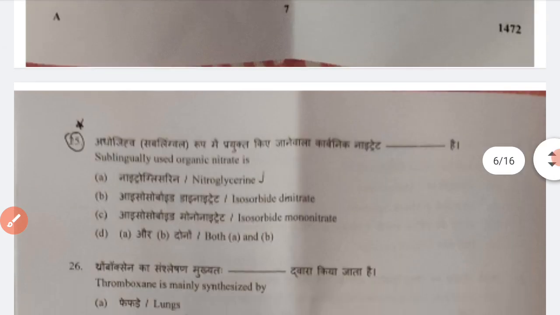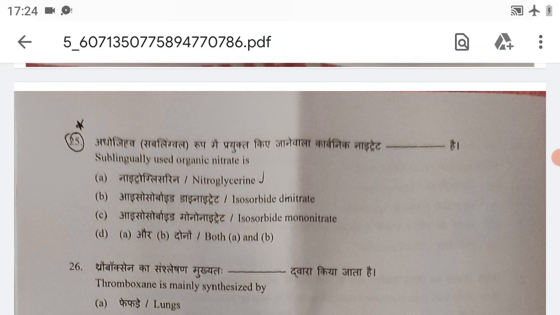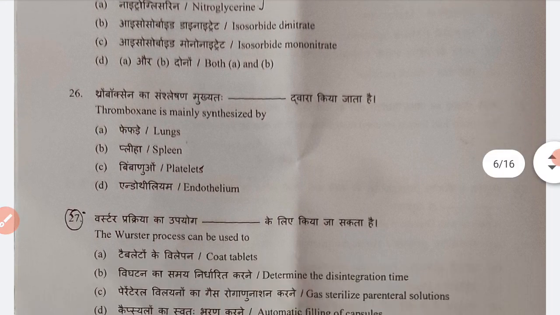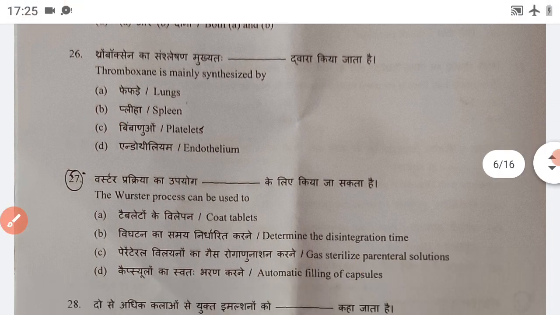Next, the organic nitrate used by sublingual route is nitroglycerin, sublingual dinitrate. So the right answer is option D. Thromboxane is mainly synthesized by platelets. Right answer is option C, platelet.